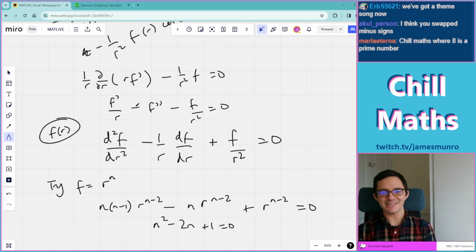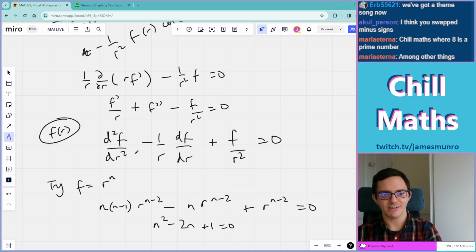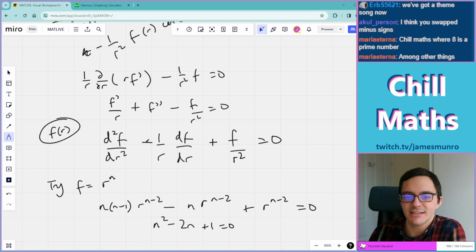Geomaths, where 8 is a prime number, as evidenced by the sum of its factors being 9. That's how you can tell.